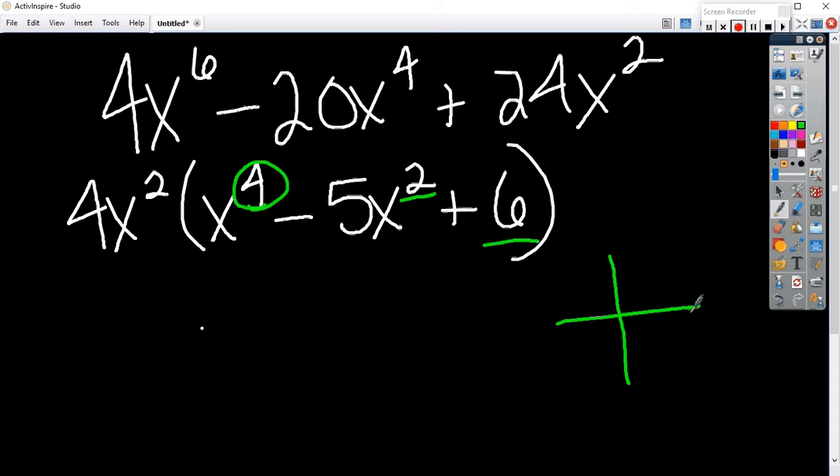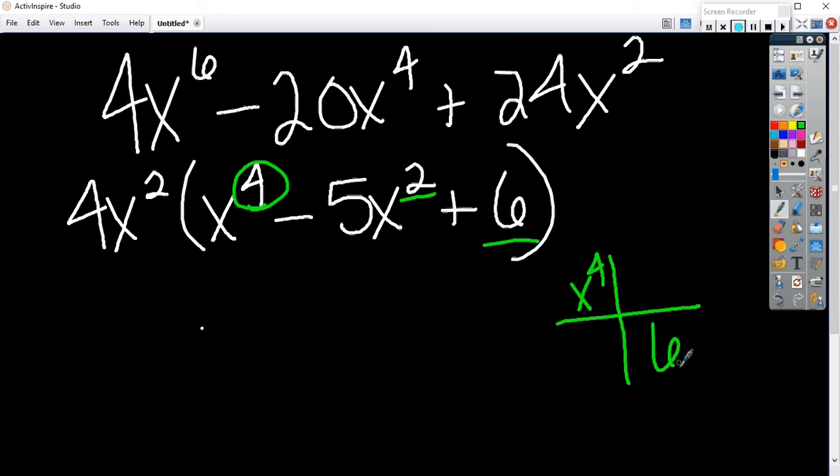First term, first box. Last term, last box. What multiplies to 6x to the 4th but adds to 5x squared? Same signs. 2 and 3. Same signs.